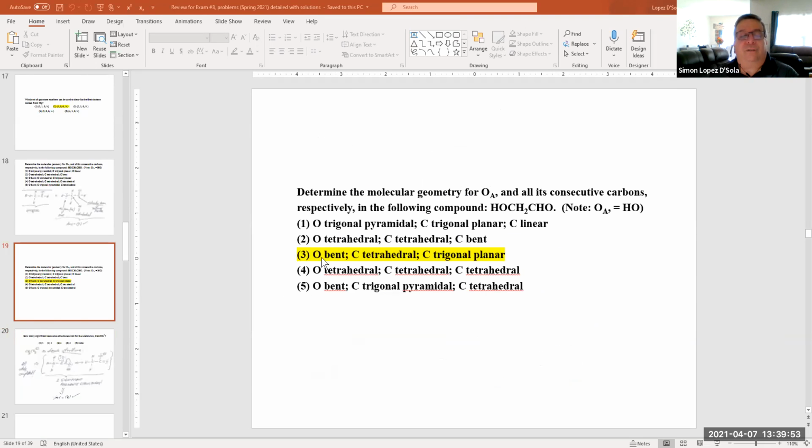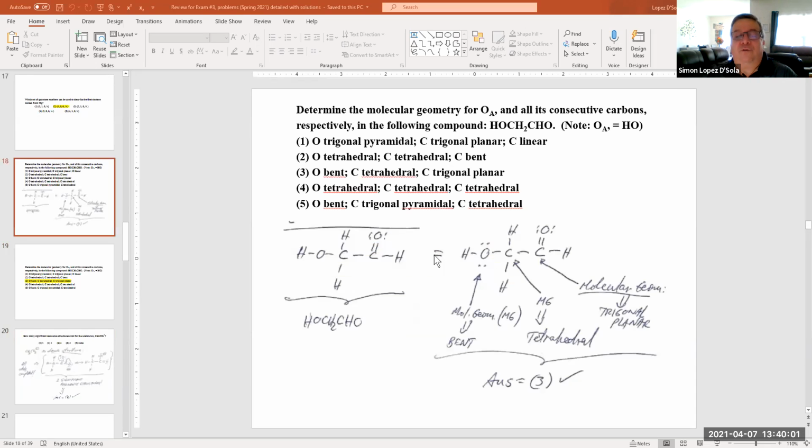So the answer is the first oxygen is bent, the second carbon is tetrahedral, and the third carbon is trigonal planar. If I go to the hybridization, the first oxygen is sp3, the first carbon is sp3, and the hybridization for the last carbon on the right is sp2.